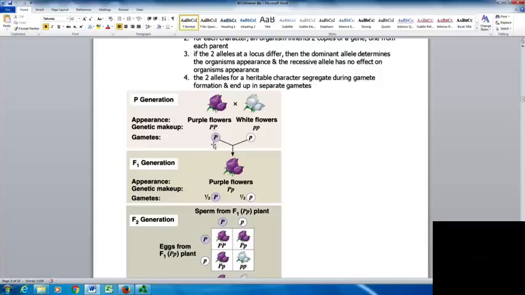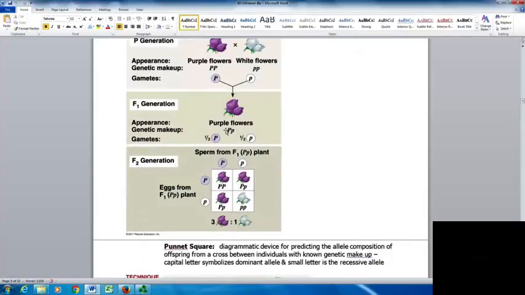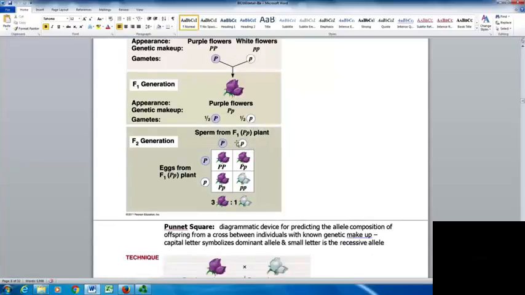They're true breeding, so they're going to have both alleles be exactly the same. With the purple flowers, the only type of gamete they can produce are going to have the big P. For the white flowers, the only type of gamete they can produce is the small p. When we get to the F1 generation, all of those are going to be purple flowers that are going to have one allele from each parent, so a big P and a small p. When those flowers go to make their gametes, half are going to get a big P, half are going to get a small p. When we put this together and look at the 3-to-1 ratio that you get in the F2 generation, we can use this Punnett square here, which is a diagrammatic device that allows you to predict the allele composition of the offspring, as long as you know the genetic makeup.